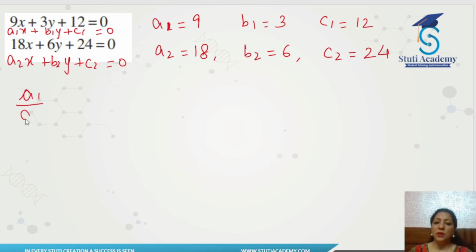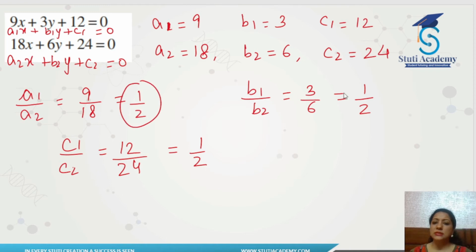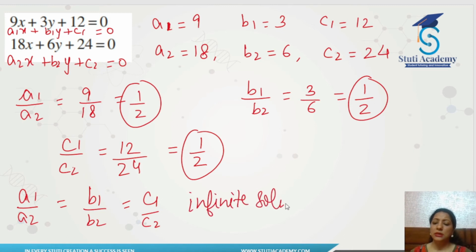Now here we have a1 upon a2 as 9 upon 18, that's 1 by 2. b1 upon b2 as 3 upon 6, that's again 1 by 2. c1 upon c2, that's 12 upon 24, this is also 1 by 2. So we can see all of these ratios, they are same. We have a1 upon a2 equal to b1 upon b2 equal to c1 upon c2. So this is the case of infinite solutions. So that's the case of coincident lines. So if you draw graphs of these two linear equations on a Cartesian plane, you're going to get coincident lines.